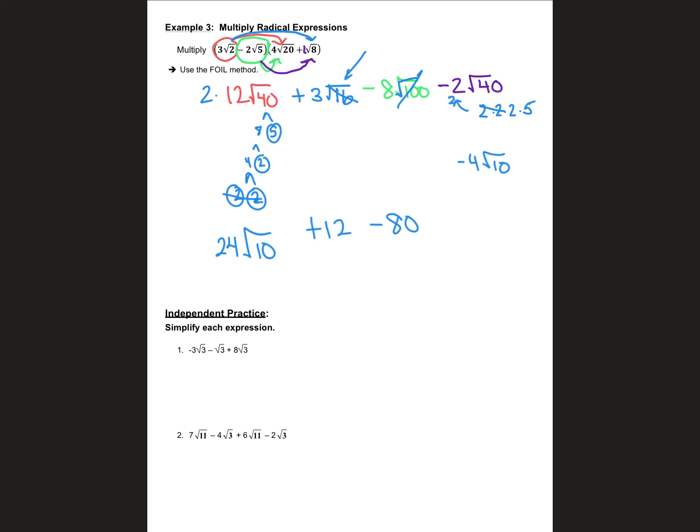Okay, so then I just want to move this down. Negative 4 radical 10. I'm just dragging that down. Okay, combining like terms, I have a radical 10 and a radical 10, so 24 minus 4 is 20 radical 10. And then 12 and negative 80 is negative 68. And that's my final answer.